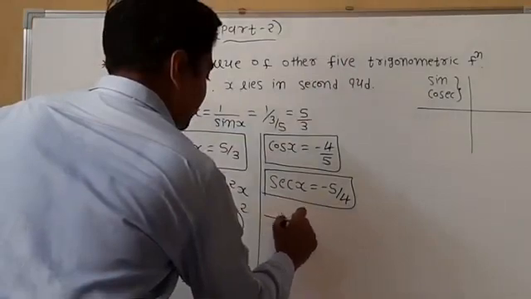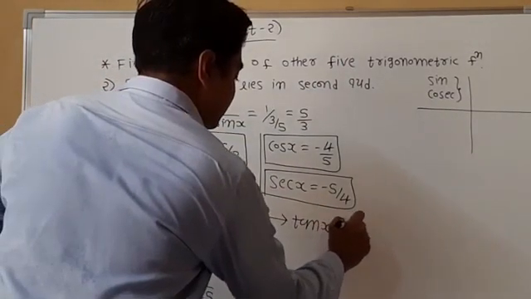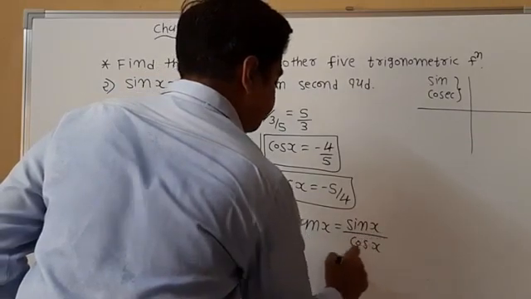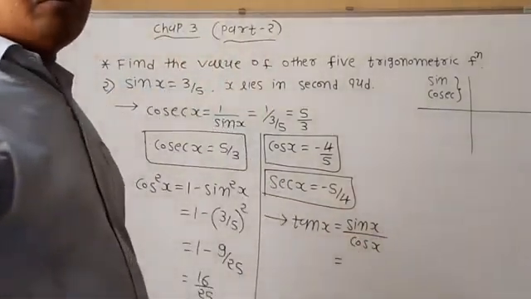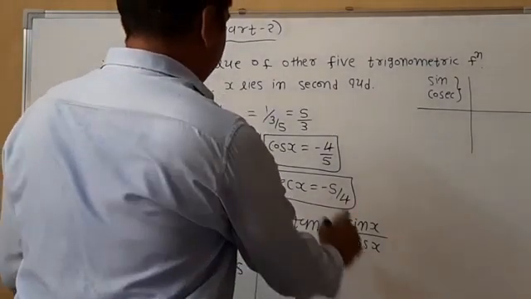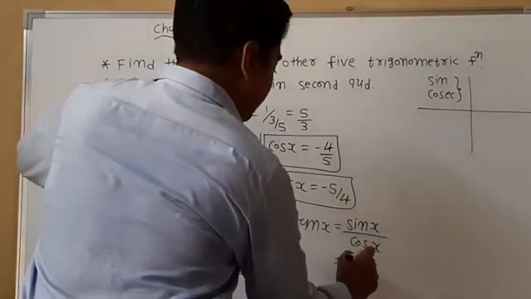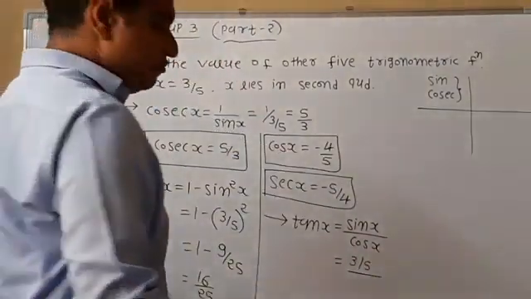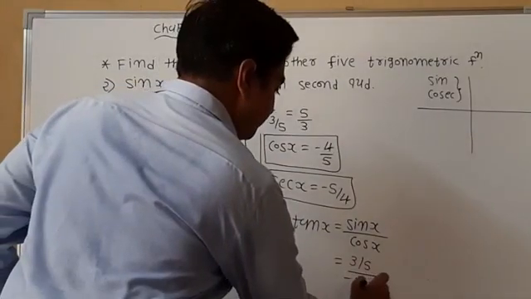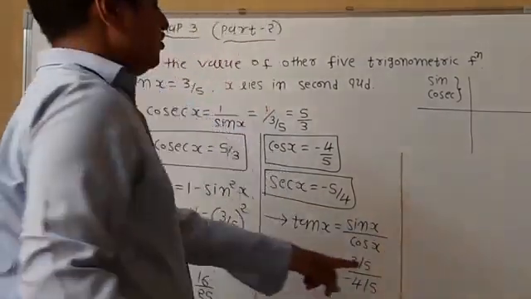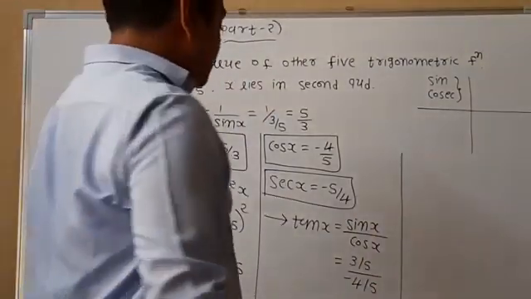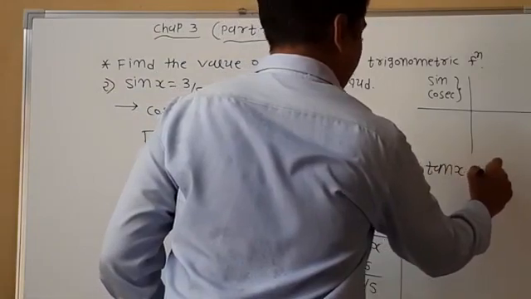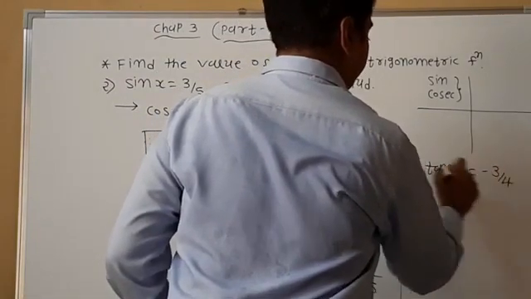So again we know that tan x is equal to sin x upon cos x. So it is equal to, in place of sin x write 3 by 5, upon cos x, in place of which write minus 4 by 5. So here 5 cancels out. So the remaining term, tan x is equal to minus 3 by 4.